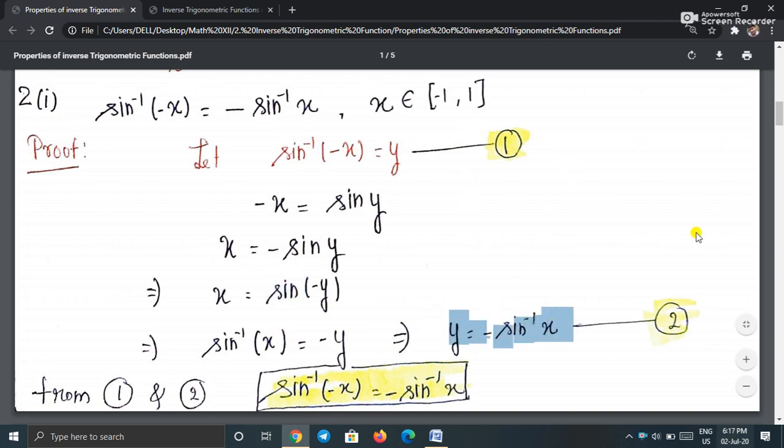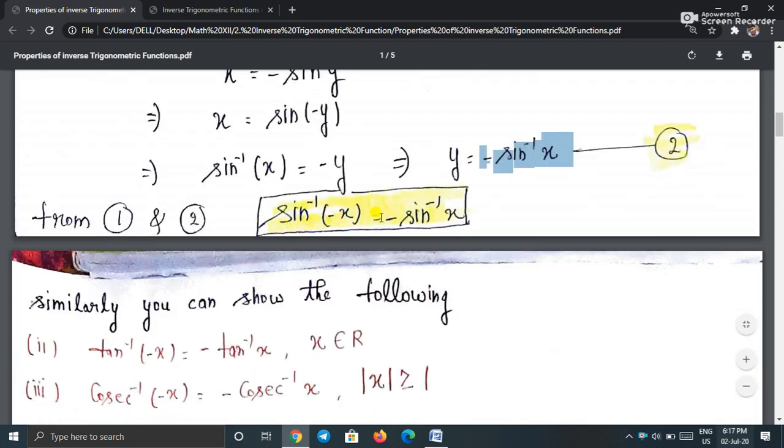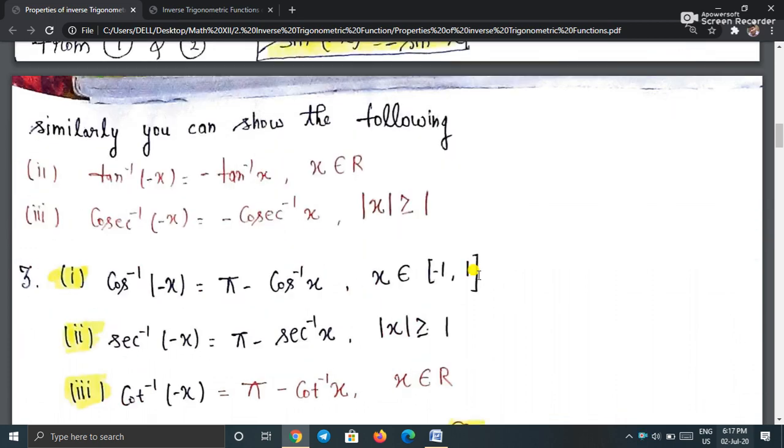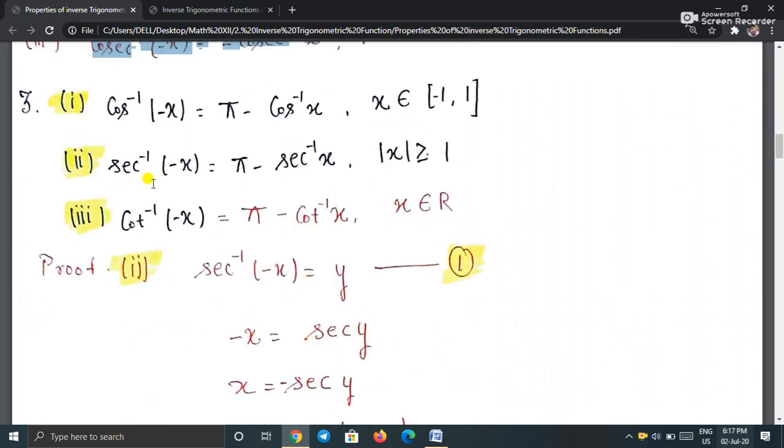Now see the equation number 1 and 2. We have two values of y. Sin inverse minus x is the value of y and minus sin inverse x is also the value of y. So from 1 and 2 we will get sin inverse minus x is equal to minus sin inverse x. Similarly, you can show that tan inverse minus x is equal to minus tan inverse x, cosec inverse minus x is equal to minus cosec inverse x. Now see the next formula.